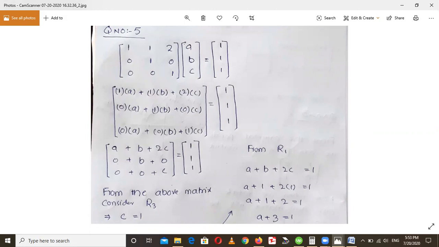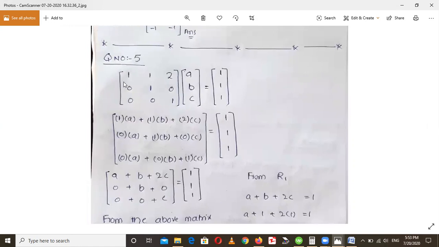The same method. You have to multiply this matrix. This is a matrix of 3 cross 3 order, 3 rows and 3 columns. This is a matrix of 3 cross 1, 3 rows and 1 column. First of all, we have to check the condition of multiplication, whether this matrix can be multiplied with this matrix or not. The number of columns is 3 and the number of rows in the second matrix is 3, both are equal, so these can be multiplied. Now multiply the first row with this column, then the second row, and then the third row respectively.